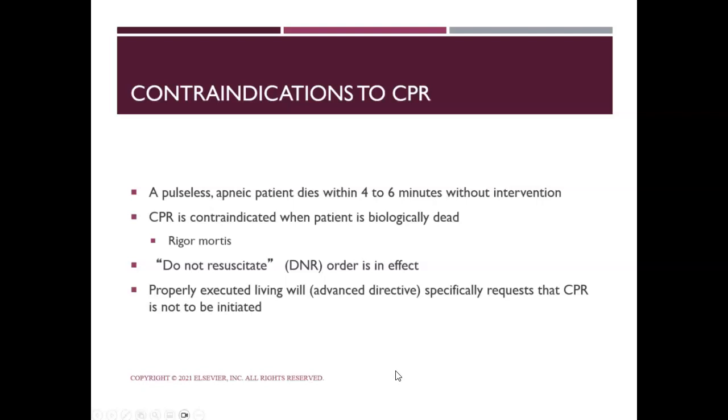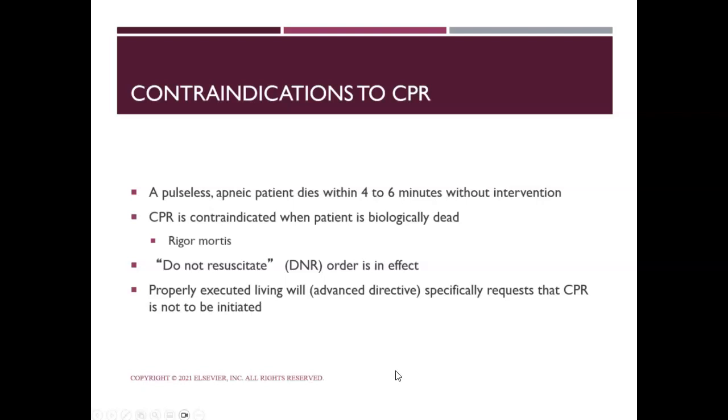But this is patient autonomy at its best. People need to be able to make the decisions that they want to make with their body. So you might run across patients that do have those types of advanced directives to say they want this, but not that. We talked about rigor mortis, but there are other situations where you can classify the patient as biologically dead and you're not going to do CPR on them.